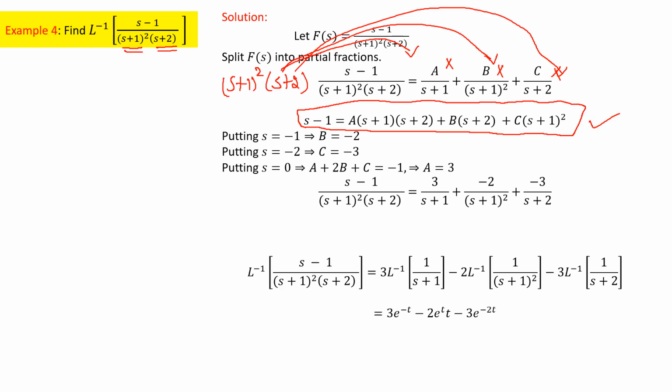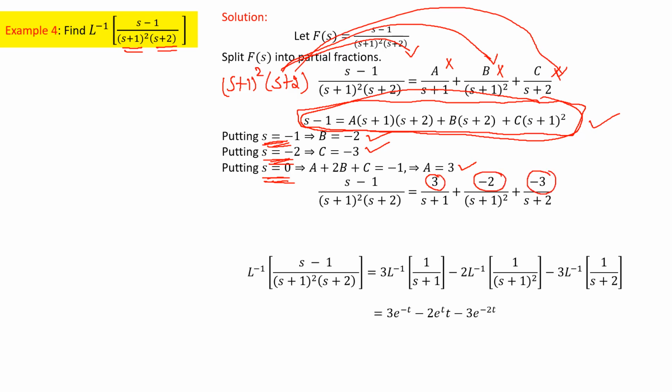Then as usual, by putting random values, s equal to minus 1, we will get b equal to minus 2. By substituting s equal to minus 2, we will get c equal to minus 3. By putting s equal to 0, we will get a equal to 3. Please remember, whenever you substitute an s value, you have to substitute for the left hand side of this equation and the right hand side of this equation. Both sides you have to replace these values, minus 1, minus 2 and 0. After that, we know that a equal to 3, b equal to minus 2 and c equal to minus 3.